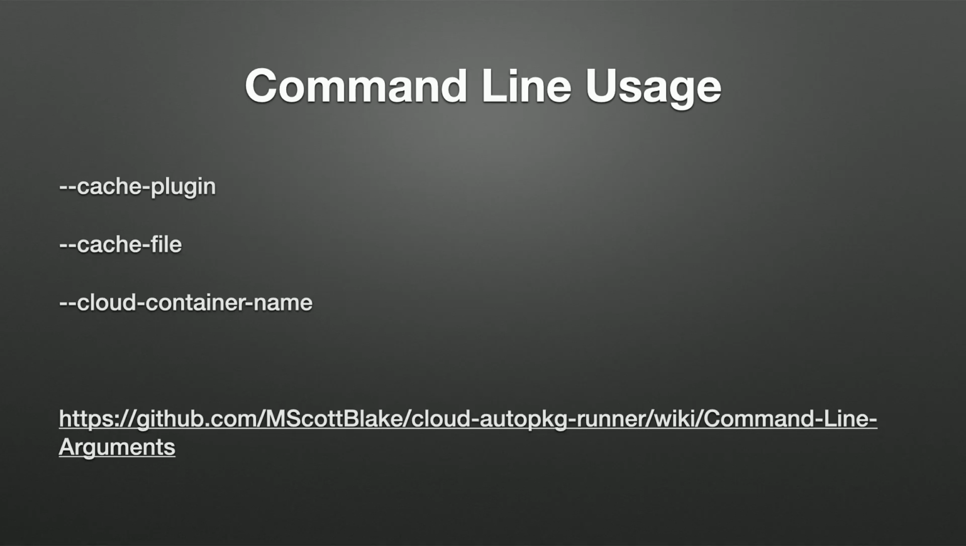The cache file is the path to the file you want to store it. If you're using the cloud storage, this is the path within the cloud bucket as well. So it kind of serves both. And then obviously the container name is the bucket itself or container, depending on your tool of choice.